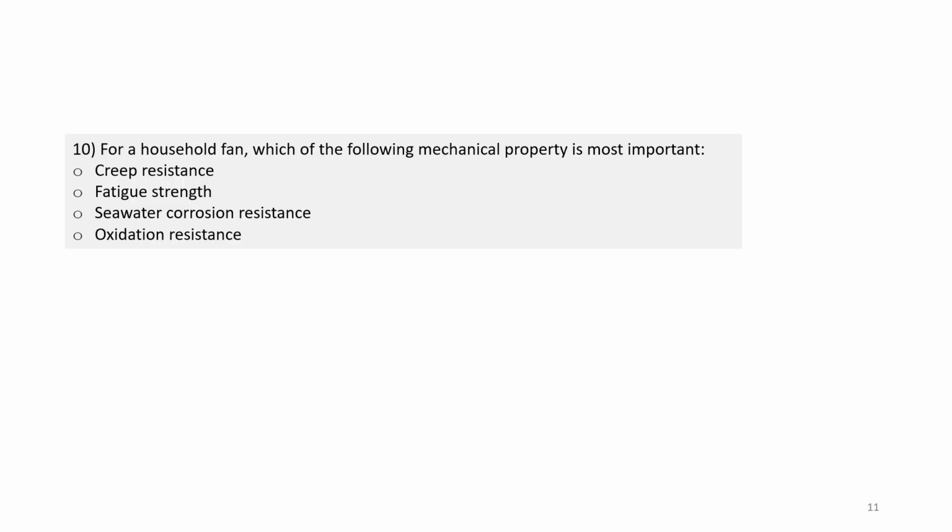10th question is, for a household fan, which of the following mechanical properties is most important? Your options are creep resistance, fatigue strength, seawater corrosion resistance and oxidation resistance. So the correct answer will be fatigue strength.